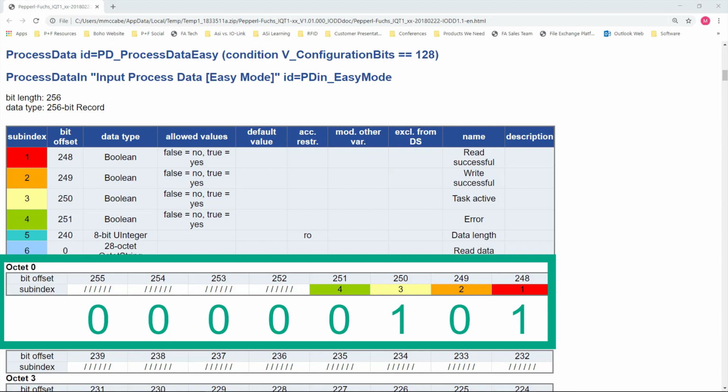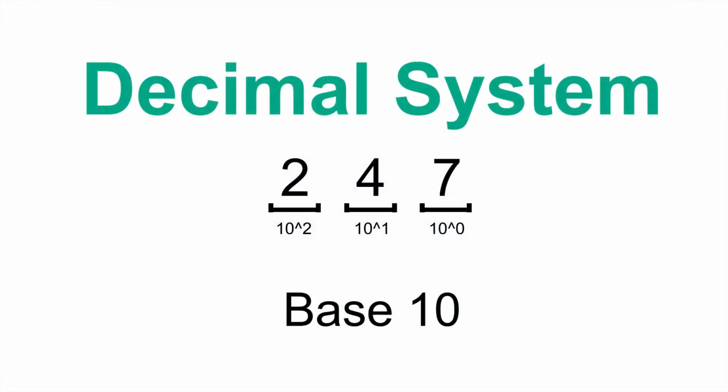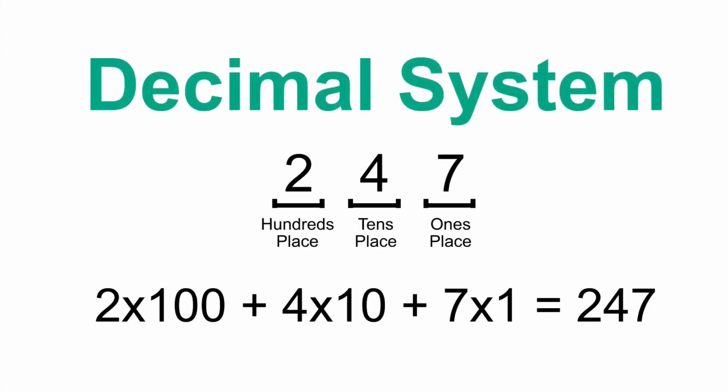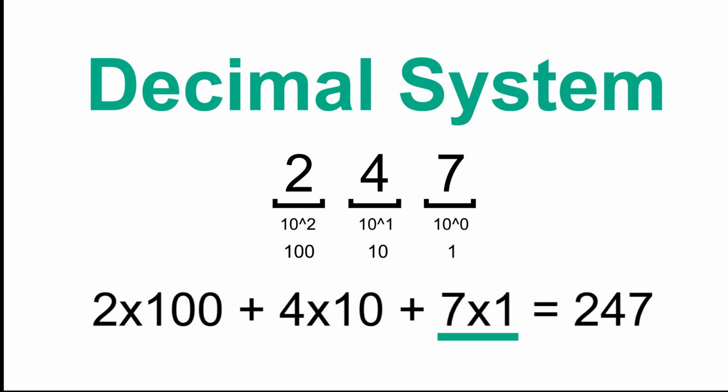This is where we need to know a little bit of theory about numbering systems to know what's going on. Well, let's go back to our example from before and realize that a decimal system is a base 10 system. Deci basically means 10. So I've added 10 to the power of 0 below the 7. 10 to the power of 0 is equal to 1. So there are 7 ones.